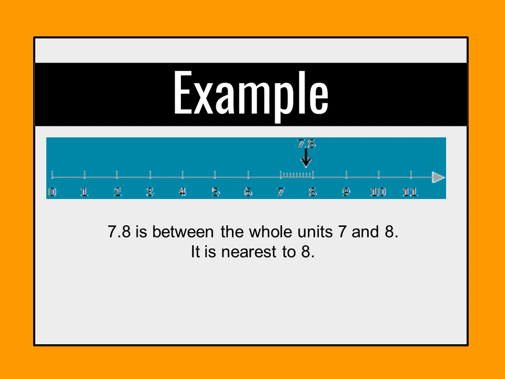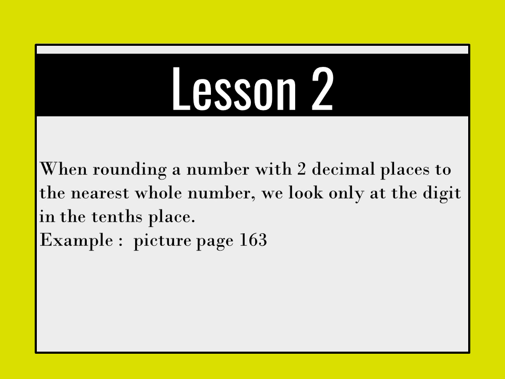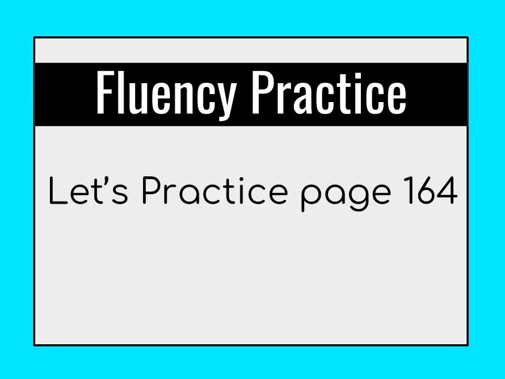Here is an example on how to round a decimal to the nearest whole number. Round 7.8 to the nearest whole number. 7.8 is between 7 and 8. Is it nearer to 7 or 8? 7.8 is 8 when rounded to the nearest whole number. 7.8 is approximately 8. When rounding a number with 2 decimal places to the nearest whole number, we look only at the digit in the tenths place. Example, picture page 163, part D. Now, let's practice on page 164.